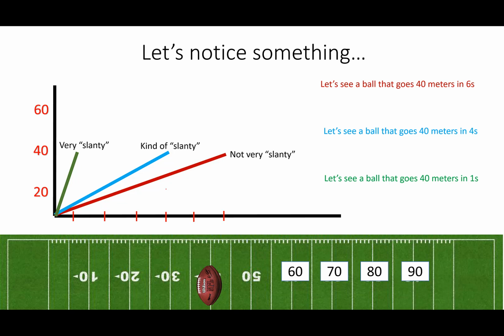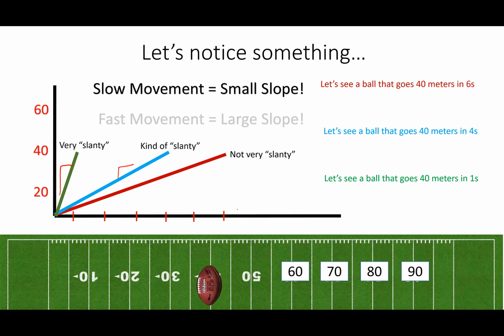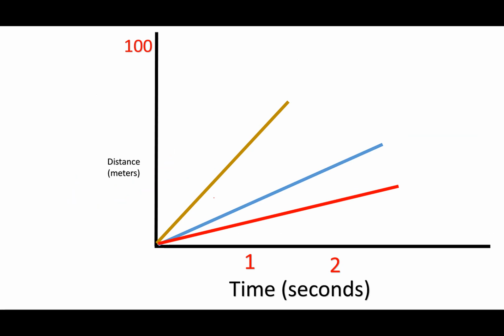This next one is kind of slanty. It has a pretty high slope. And then this green one, the super fast one, is very slanty. It got there really quickly. So, the amount of slant that a line has is its slope. Slow movement is a small slope. A big movement is a big slope.